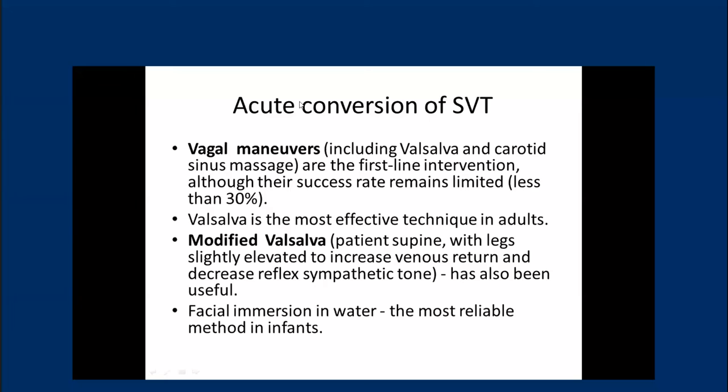Success rates are usually limited, and are usually determined by the duration of the arrhythmia. So in patients who had only a short-lived arrhythmia, like a few seconds, before the sympathetic tone tries to respond to the hypotension, we can terminate the arrhythmias. But once the sympathetic tone is strengthened, it's difficult to terminate the arrhythmia with vagal maneuvers. And modified Valsalva, whereby we ask the patient to raise their legs to increase the venous return and thus to decrease reflex sympathetic tone, has been shown to increase the success rate in some studies.